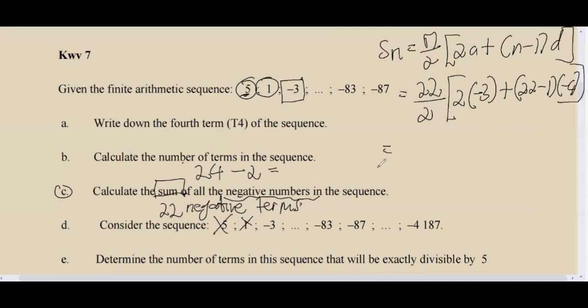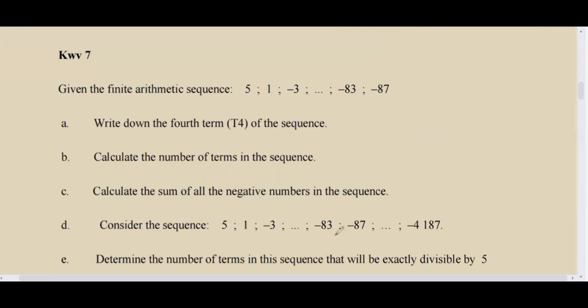Then punch all that in your calculator. You have 22 over 2, big bracket, 2 times -3 plus 22 minus 1 multiplied by -4, right? Then if you punch all that in your calculator, you get -990, right? So that is the sum of all the negative numbers in the sequence. Nice one.